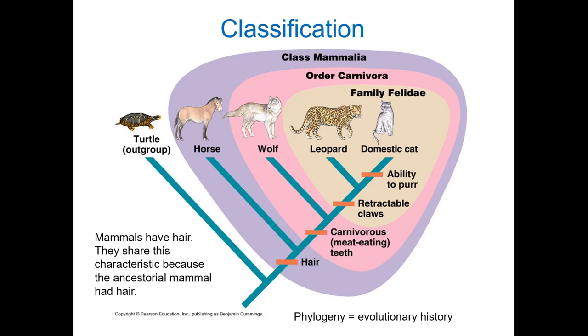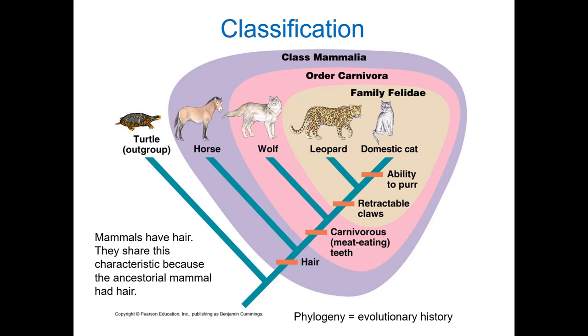We can go up further, and now we have this one characteristic, retractable claws, that defines the family Felidae, which includes all the cats. So if you have a cat, you know that they can retract their claws. So we see that in the leopard, we see that in the domestic cat. Now, if we wanted to separate domestic cats from leopards, we could look at a characteristic such as the ability to purr. And it's not a great characteristic, actually. There are other cats that can do that, but let's pretend that's a good characteristic. That is something that we might use to define this smaller group.